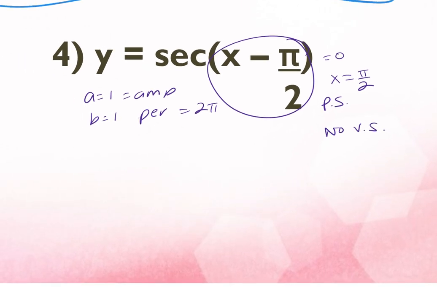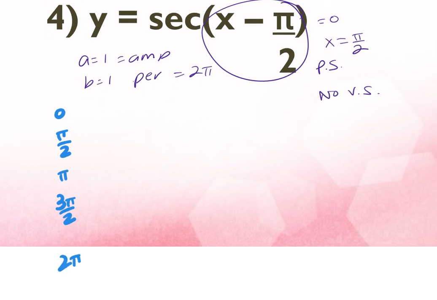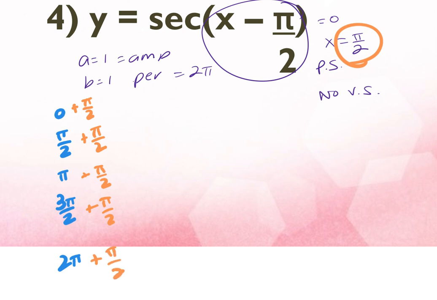Take your period, multiply it times a fourth, times 3 halves and 3/4, and you get your standard 5 key points. And then we're going to add pi over 2 to each of them. So I get pi over 2 plus pi over 2 is pi.